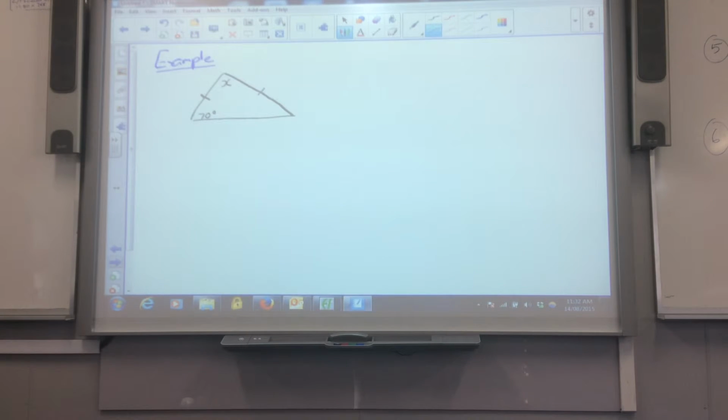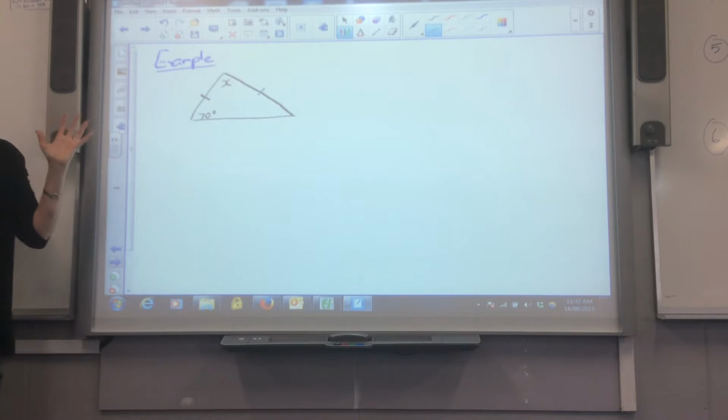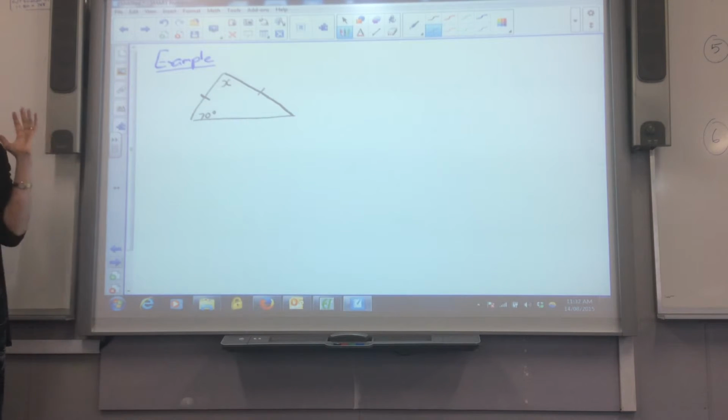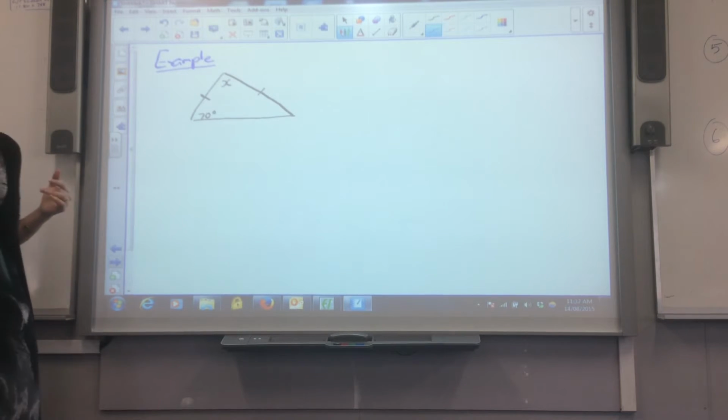70 plus 70, and then you get 140. Yep. And then 180 minus 140 equals 40. So the answer is 40. What am I going to write on my page? So everyone knows the answer is 40. How do I set it out beautifully so that everybody understands what the answer is and how I got it? What do you think I should write first?